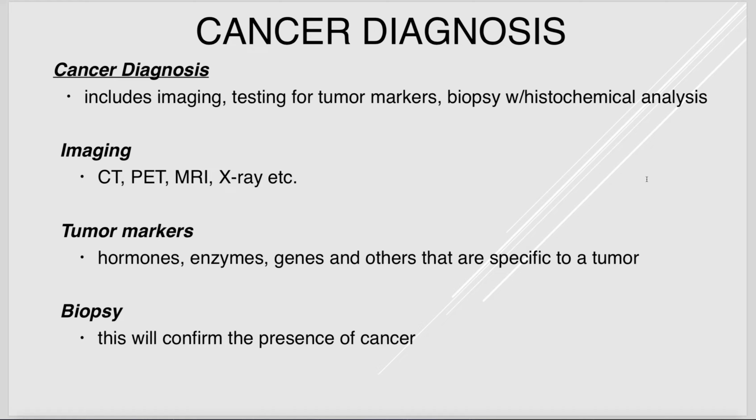So cancer diagnosis, imaging, so CT scans, PET scans, MRIs, X-rays. You'll at least see a tumor, not necessarily, but it's a way to visualize tumors. A biopsy will confirm cancer. There are also tumor markers, different hormones and enzymes, and even genes that you can look for. These are not diagnostic. They aid in diagnosis, but biopsy is really the way to confirm whether or not a particular lesion is cancerous.